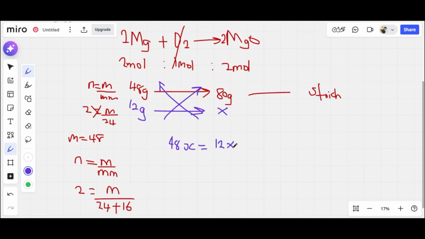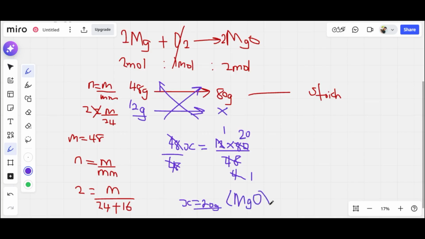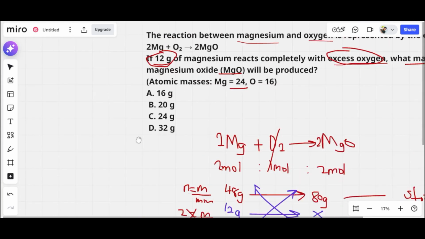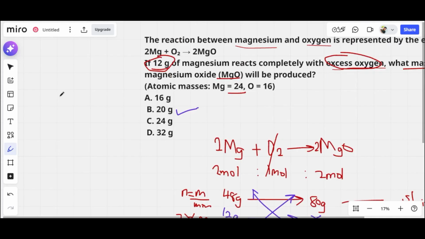Let me just do 12 times 80. So divide both sides by 48. 48 over 48, so this cancels this. Then 12 here 1, 12 here 4. Right? 4 here 1, 4 here 20. Therefore, your x equals 20 grams. Meaning that 12 grams of magnesium will produce 20 grams of magnesium oxide. That is just stoichiometry. So let's check what's the correct option. We got 20, so option B is legit. So it's actually very simple.